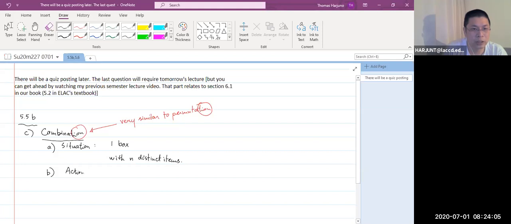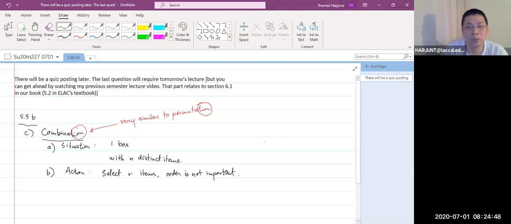The action is different. Let's select R items. Order is not important. Because the order is not important, you can select these R items at once without taking them one by one like in permutation. In permutation, order is important. That's why when you select these R items, you need to do it one by one.